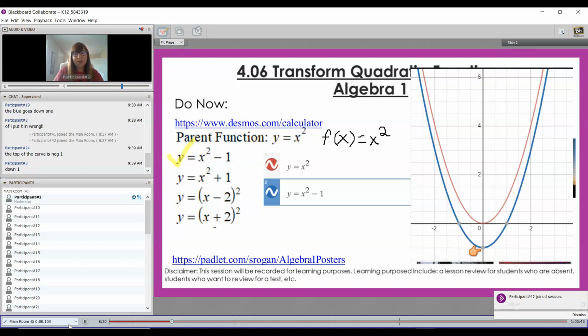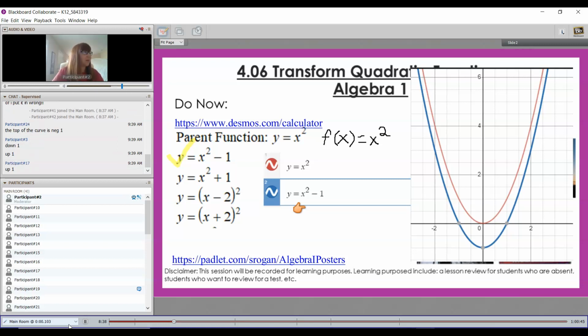Okay. So what do you think is going to happen? We're going to be like, oh, yeah, I remember this, right? Hopefully, fingers crossed. So what do you think is going to happen if we change this to a +1? I'm going to go in and change mine to a +1. So leave the parent function in there, but what happens when you change that minus to +1?